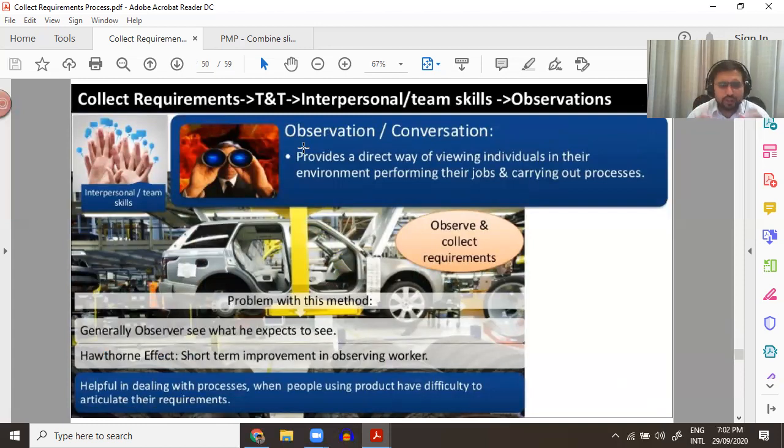You can observe someone, what he is doing, and that technique is called observation. Observation can be just passive observation or active observation where you take part in it. So active observation, passive observation, and remember the Hawthorne effect. Short-term improvement in observed workers. When you observe some worker for the short term, their work can get improved. They can do better work than they do normally because they think the people are watching them. So remember this Hawthorne effect.